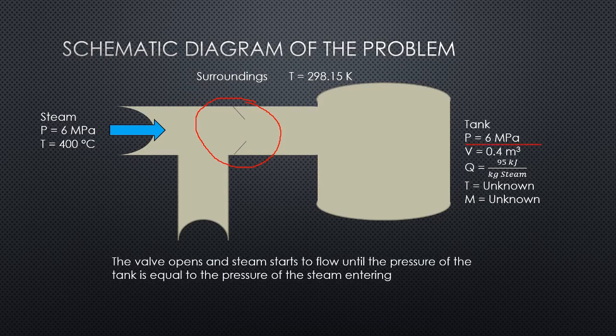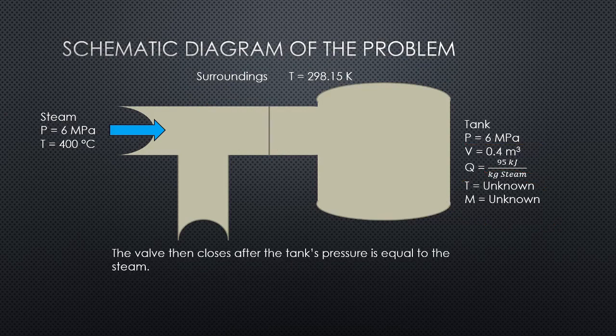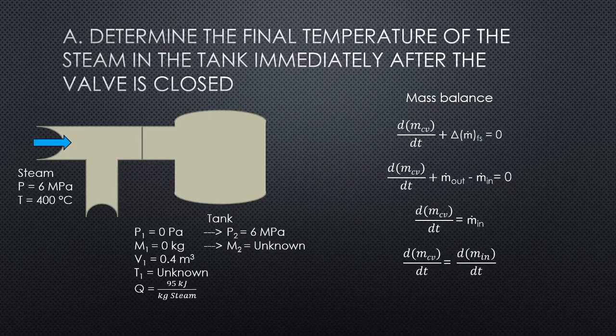In this part, the final temperature of the tank and the mass of the steam in the tank can be calculated in the later part of the presentation. The valve then closes after the tank's pressure is equal to the steam. A. Determine the final temperature of the steam in the tank immediately after the valve is closed.